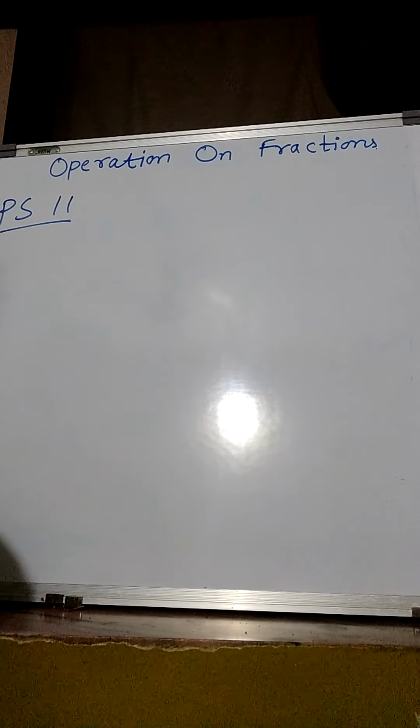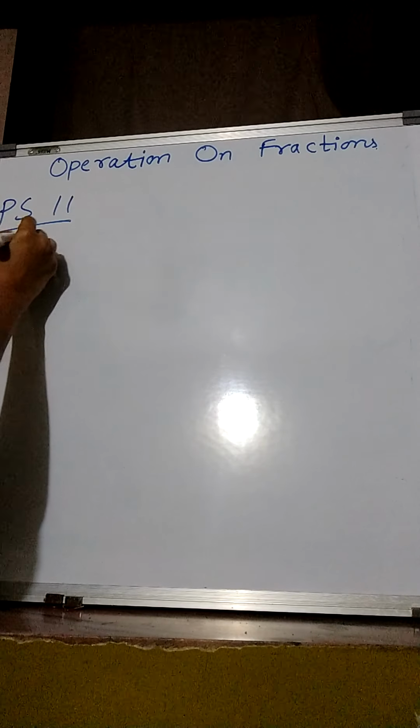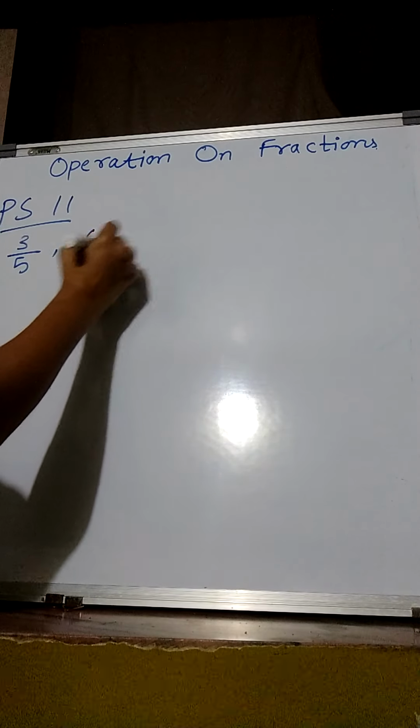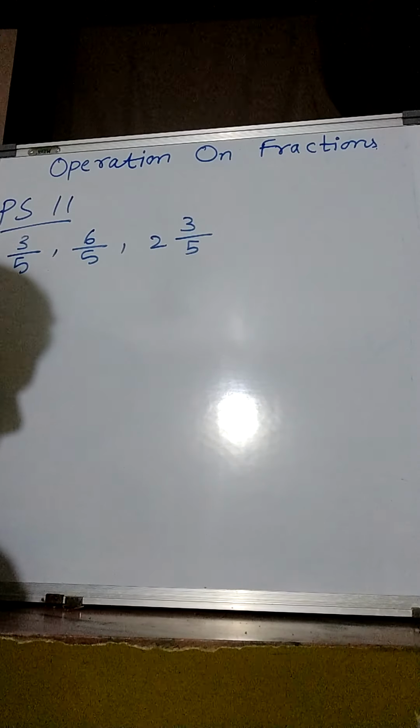Question number 2. Show the fractions on a number line. For that we are taking the first sum. The fractions given are 3 upon 5, 6 upon 5, and 2 complete 3 upon 5.